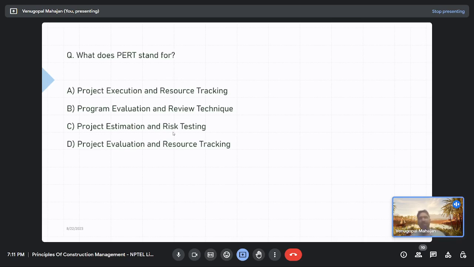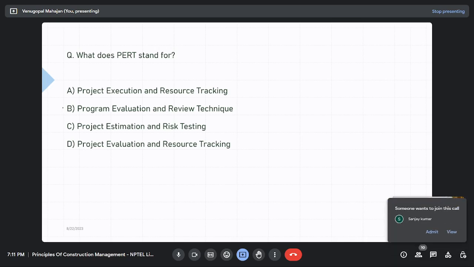What does PERT stand for? A, B, C, or D? Project execution and resource tracking, program evaluation and review technique, project estimation and risk testing, project evaluation and resource tracking. What does PERT stand for? B, sir, B, right?